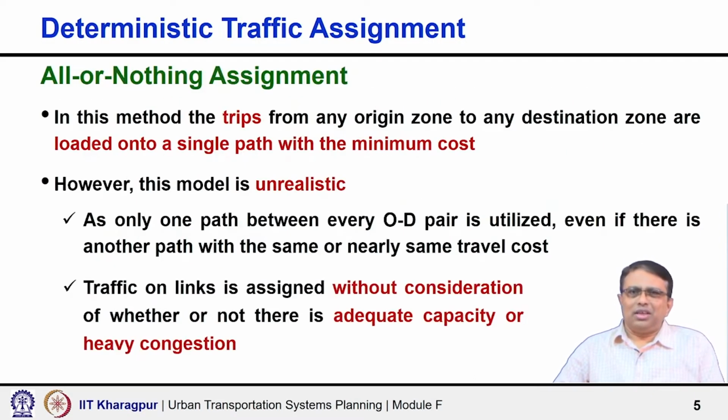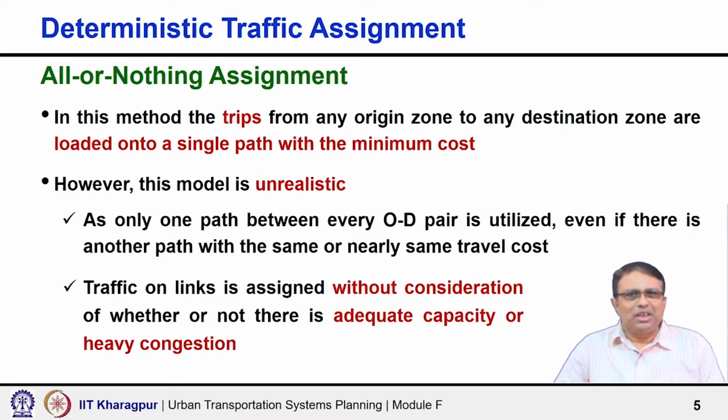Now, as I said, coming back to the all or nothing assignment, this is the simplest one. In this method, trips from any origin zone to any destination zone are loaded onto the single path. And which is that single path? That is the one with the minimum cost. Now, cost is a general representation of the deterrence.